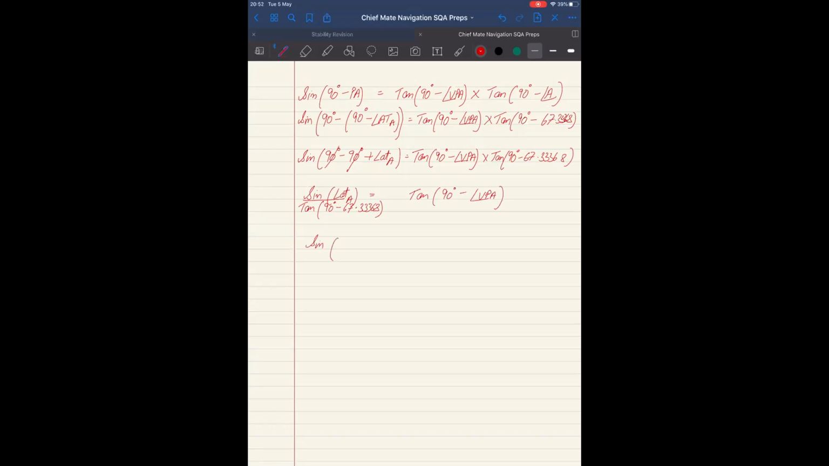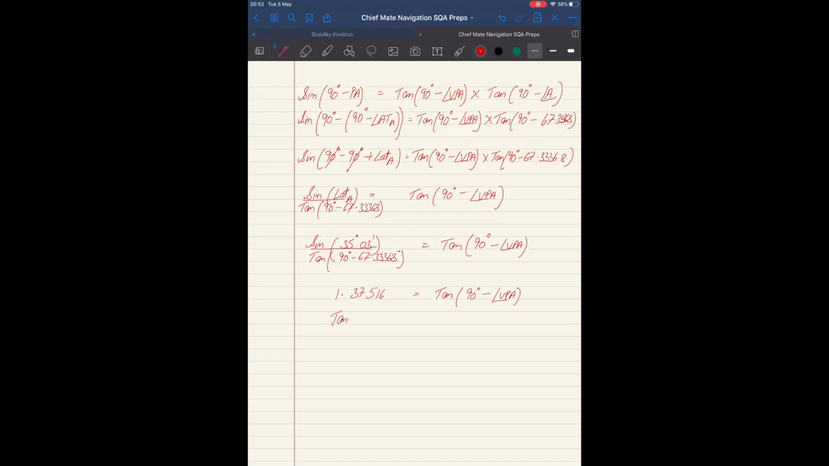So we'll just put in the value of lat A. The value of lat A was 35 degrees, 3 minutes, divided by tan of 90 degrees minus 67.33368 degrees, which will give me tan of 90 degrees minus angle VPA. Solving this, sine of 35 degrees, 3 minutes, divided by tan of 90 degrees minus 67.33368 degrees, we get an answer of 1.37516, which equals tan of 90 degrees minus angle VPA.